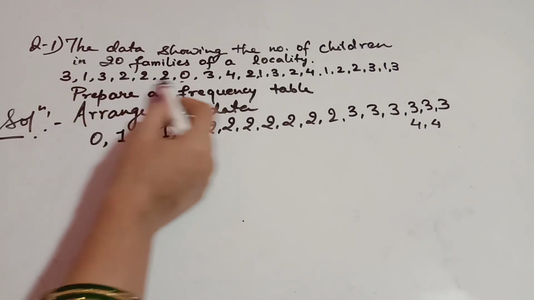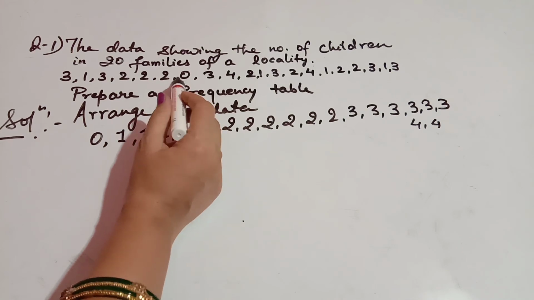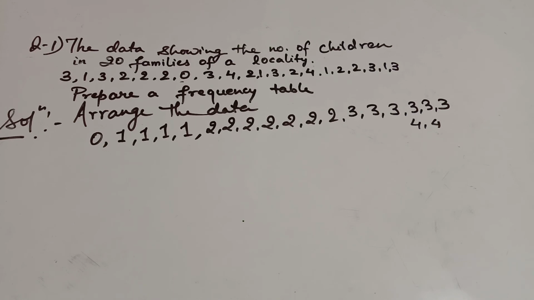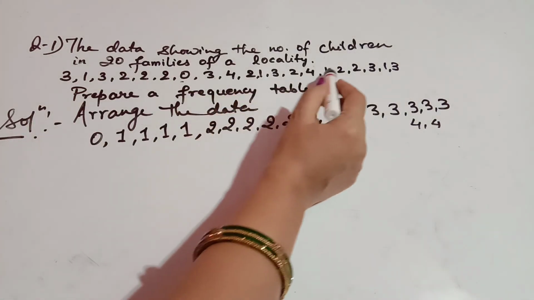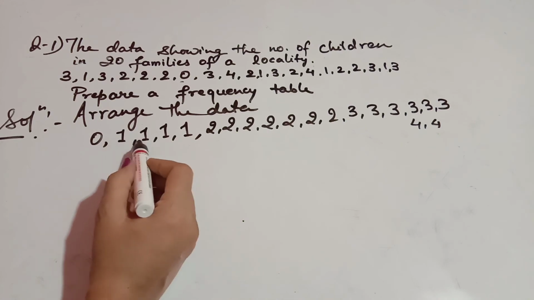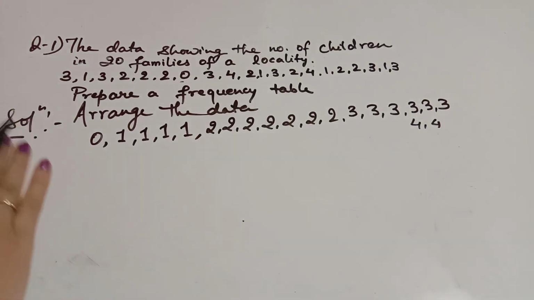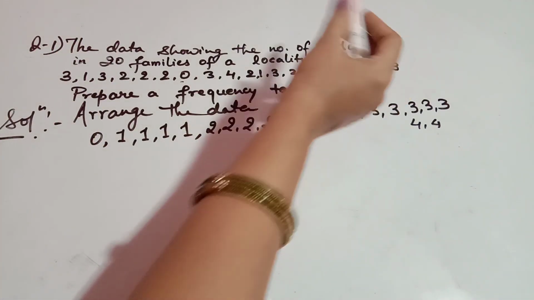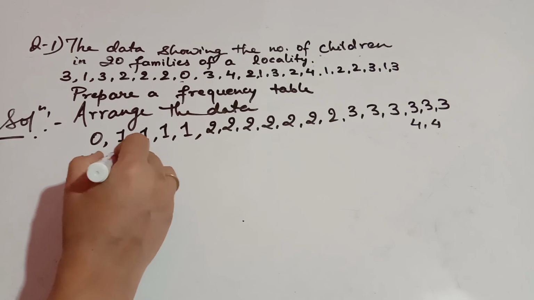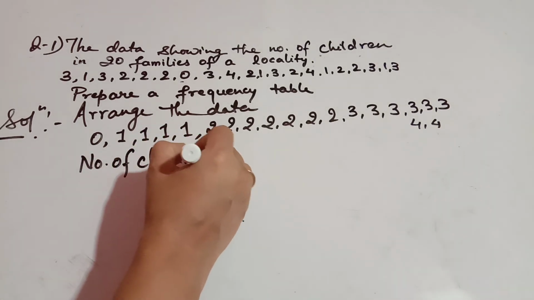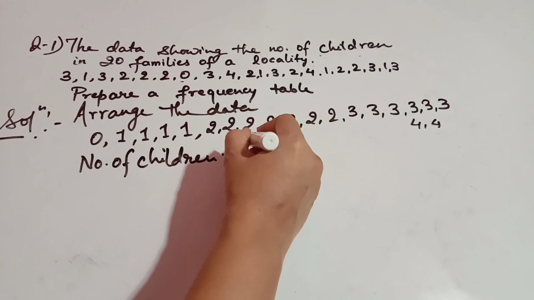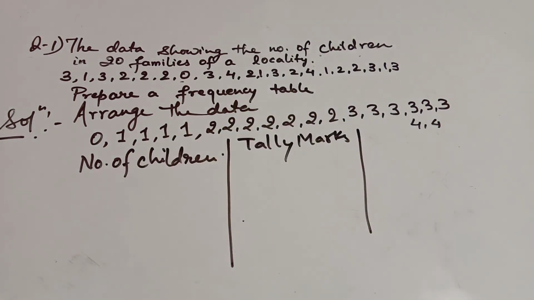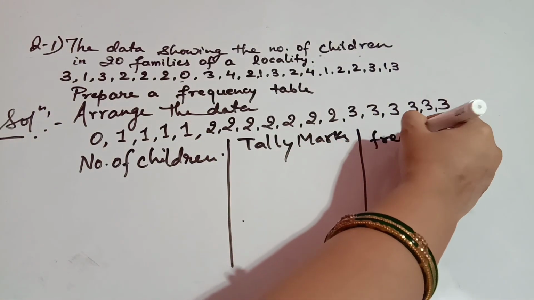Now see, in this given data 0 comes only one time, so 0. Now, observation 1, how many times is 1 there? 1, 2, 3, 4, so write 1 four times. Like this you arrange all the data. Your question is related to the number of children, so make a table. The first column is number of children, the second is tally marks, and then frequency.